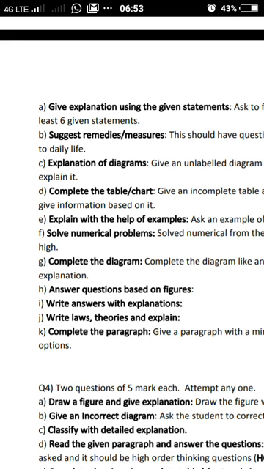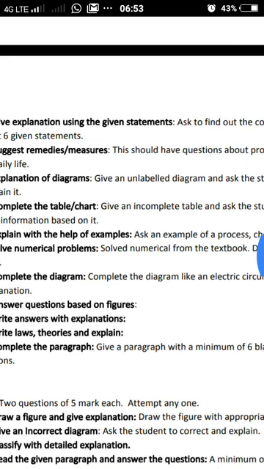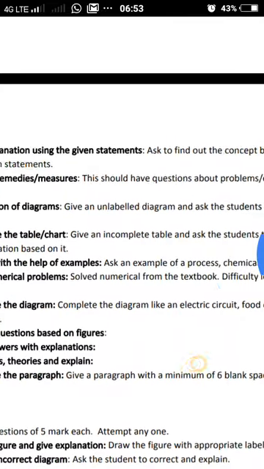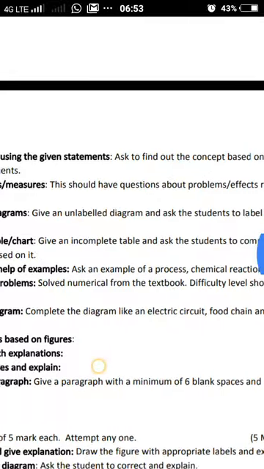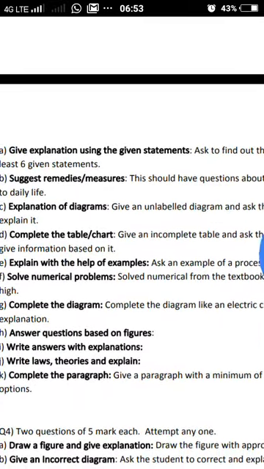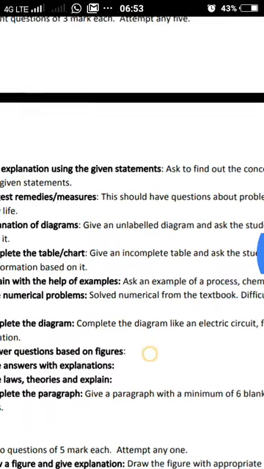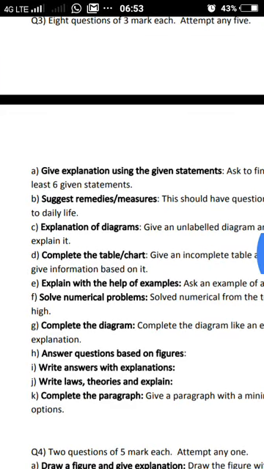So the statement will be given and you will have to write at least 6 points to explain that concept. Then suggest remedies or measures, what you will do, what can be done, what should be done. So like this, remedies or measures can be asked, okay. And these are about the questions or the problems which are related to our day-to-day life.